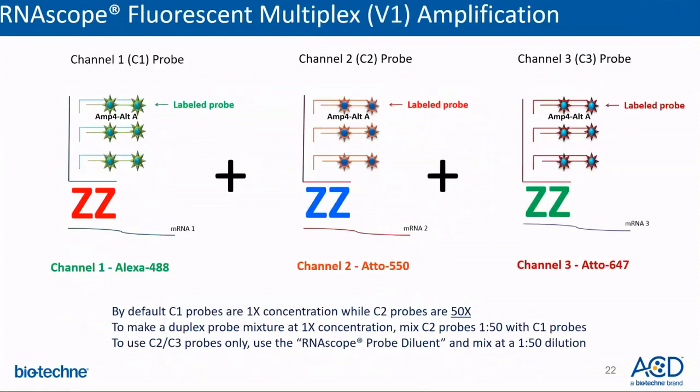The multiplex fluorescent V1 assay utilizes the same amplification system and is similar to the duplex chromogenic assay. Here, 3 independent amplification trees are built such that the C1, C2, and C3 probes will have their own amplification trees stemming from where the probe has hybridized to the mRNA transcript. The signal can then be visualized from the 3 independent fluorescent labeled probes.